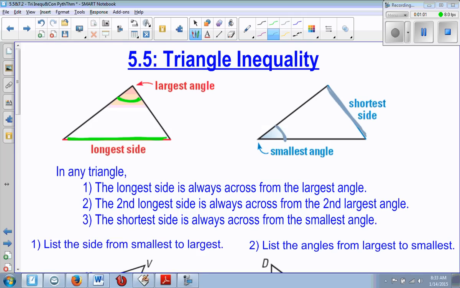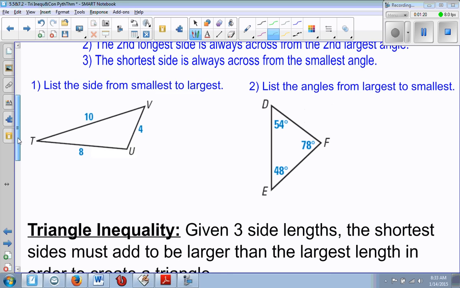As long as you know all of the side lengths in a triangle, you can order the angles from largest to smallest, or vice versa. And the same thing, if you know all of the angles in a triangle, you can list the side lengths in order from largest to smallest, or vice versa. In the first problem, I have these two directions flip-flopped, so I'm going to flip-flop them. I don't want to list the sides. I want to list the angles from smallest to largest. And in the second problem, we're going to list the sides from largest to smallest.